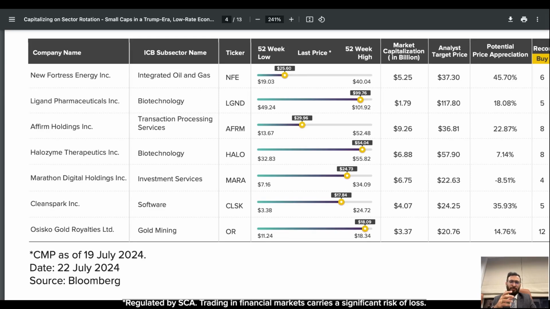These are some of the smaller market value companies, and again, they belong to different sectors. Because of a lower interest rate environment and historically the way they have performed in the Trump era, if Donald Trump becomes the president and at the same time there is a rate cut cycle going on, that might just push these smaller companies higher.